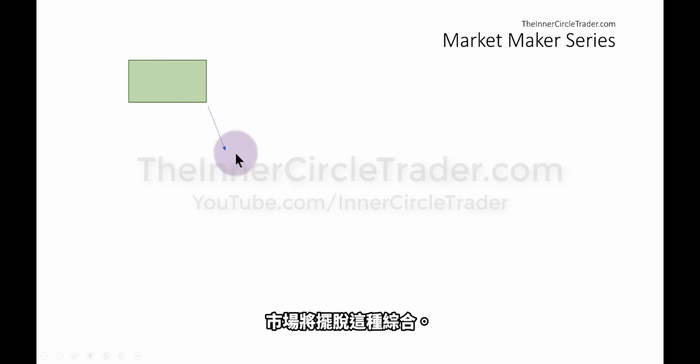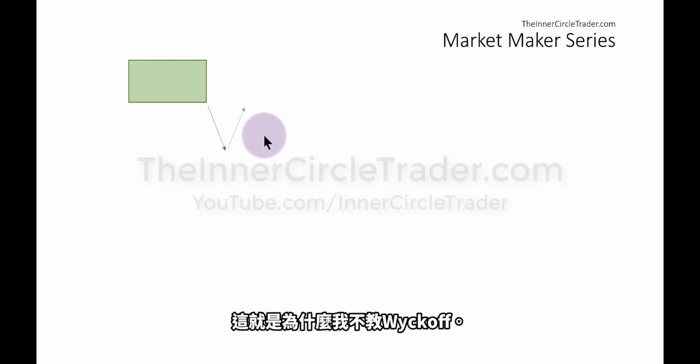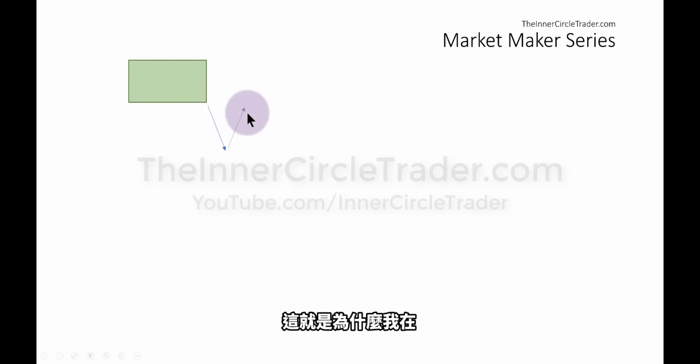So the market will leave this consolidation, and inside this decline, we wait for another area of either retracement back to the original consolidation, which it does not have to do. Okay, it does not need to do this. This is kind of like what the Wyckoff theory folks will look for. There's lots of times where it just doesn't do that. And that's why I don't teach Wyckoff. That's why what I'm teaching you here is not Wyckoff.